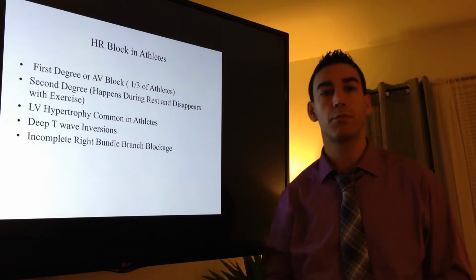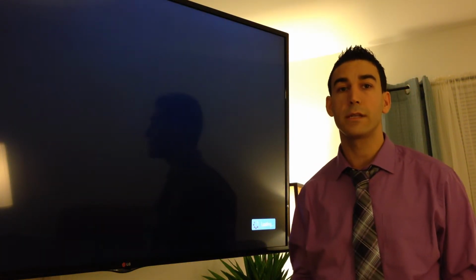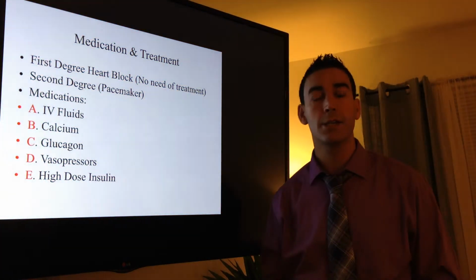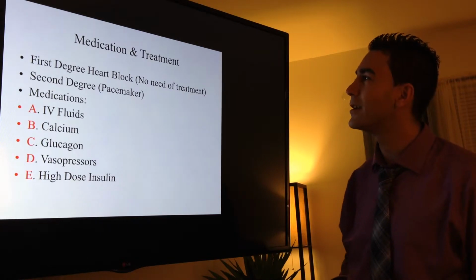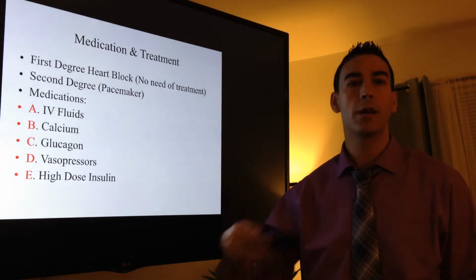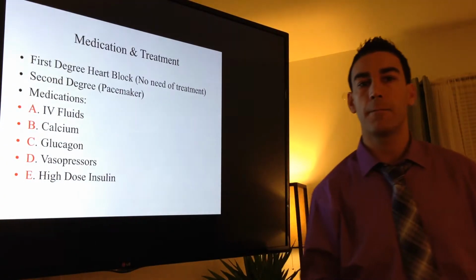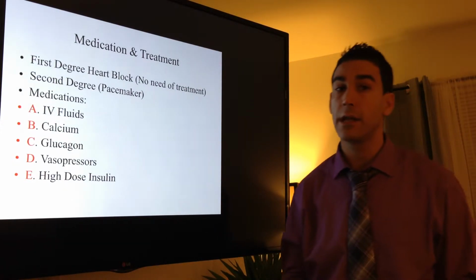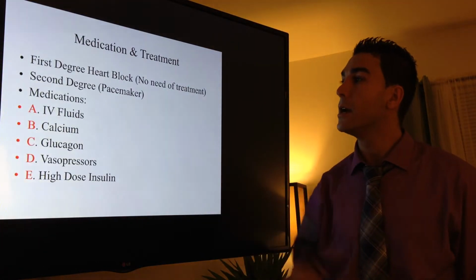Incomplete right bundle branch block is another site for blockage of the heart and causes conduction abnormalities. Now, as we go through the medication and treatments, the first degree heart block, as I said earlier, has no need of treatment, but they will monitor lifestyle, nutrition, and exercise for that mostly. Second degree needs a pacemaker for the most part. Third degree, definitely, as I mentioned earlier, is an emergency case.